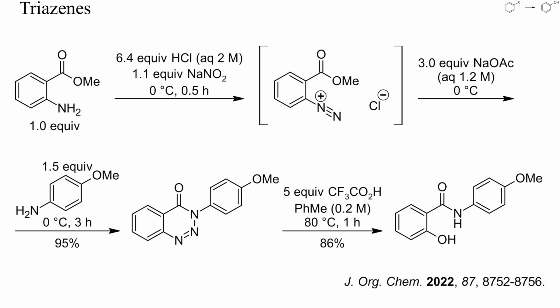In this example, methyl anthranilate was diazotized and then treated with an aniline under slightly alkaline conditions. The aniline added to the terminal nitrogen atom and a triazinone was formed. Heating with trifluoroacetic acid regenerated the diazonium salt and led then to the expected phenol.